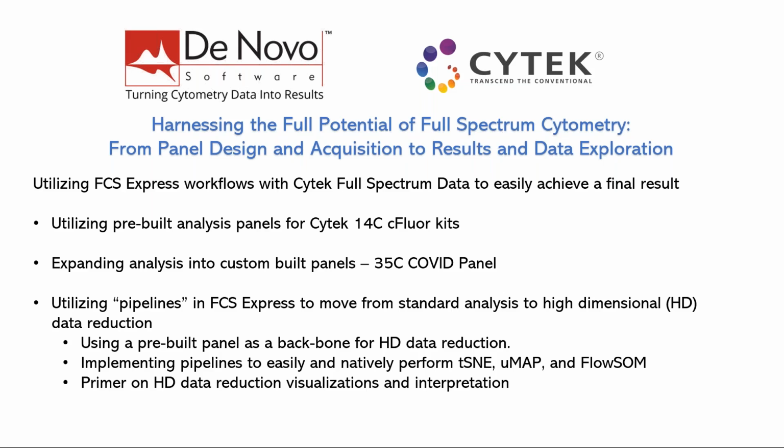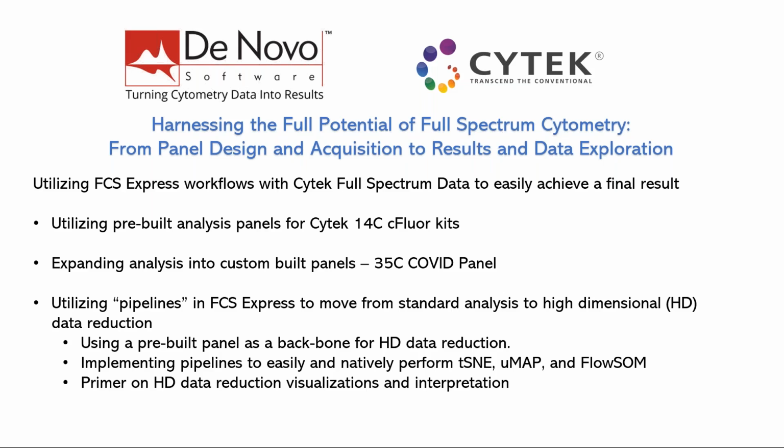So with that, we're making this transition from acquisition and moving from the instrument and spectral flow to starting to get some more final results. And what we want to do here is show you how we can utilize FCS Express in some of the workflows that we've developed in the software to really help you get to that final result from your data. So one of the things that we're going to be covering here is utilizing pre-built analysis panels for the Cytek 14-color cFluor kits. We're going to talk about expanding that into more custom-built panels. The use case application there is going to be a 35-color COVID panel kit, so really making that jump to more than double the number of markers and colors in there.